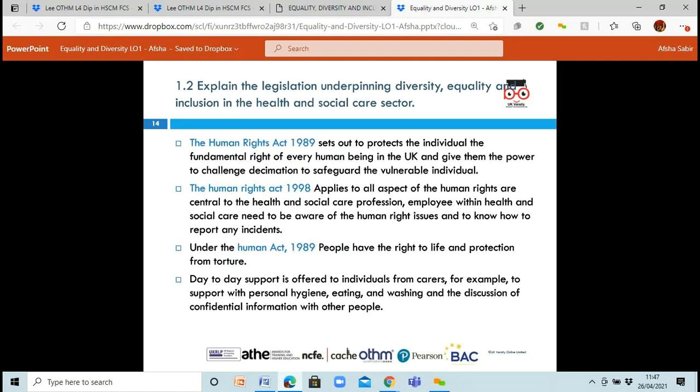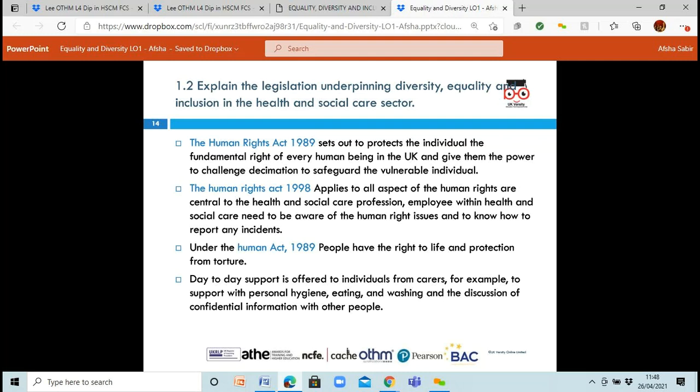So we're coming back onto the Human Rights Act. It sets out to protect every individual. It gives every individual the fundamental right and the power to challenge discrimination. So this goes into safeguarding. This applies to all aspects of human rights, so they're central to the healthcare profession. And they're just there to make sure that if there's any incidents or any issues that have happened, they're getting reported and handled in the correct way.